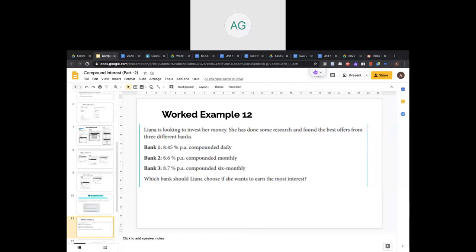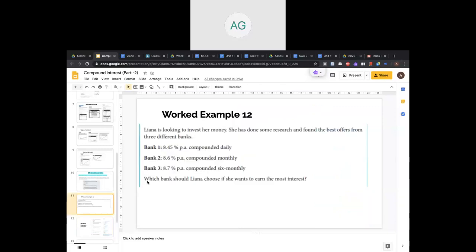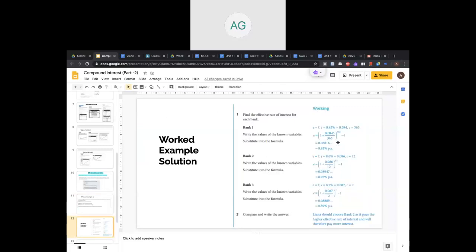So we need to compare these options. One is compounding daily, then monthly, then 6 monthly. We use the formula for all 3 of them. For bank 1, we use the effective rate of interest formula. I is given as 8.45%. We convert that to a decimal, so that's 0.0845. The compounding periods in the year is 365 because that one is daily. And 365 will come at the top as well for the compounding period. You put that in your CAS calculator, take away 1 as well. So you get 8.82%. Make sure you convert that to a decimal at the end.